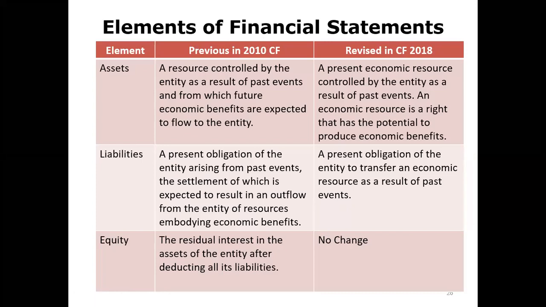Right. I think that you are familiar with the 2010 conceptual framework definitions of asset, liabilities, equity, income, and expenses. But I'm going to focus much on the revised definition. In the 2010 conceptual framework, when it comes to the definition of the asset, the main emphasis was on the flow of economic benefits. They used to say that an asset is a resource controlled by the entity as a result of past events and from which future economic benefits are expected to flow to the entity.